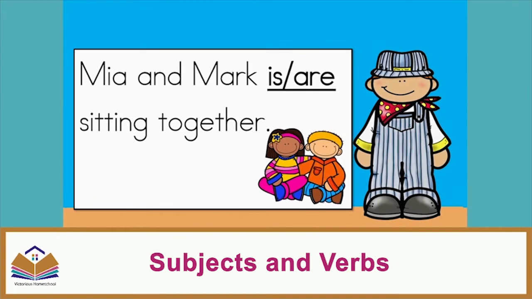Next, Mia and Mark is or are sitting together. We said that if we have two of them, it is plural. So therefore, we need a plural verb. Which one is plural again? Right. Are. So Mia and Mark are sitting together.